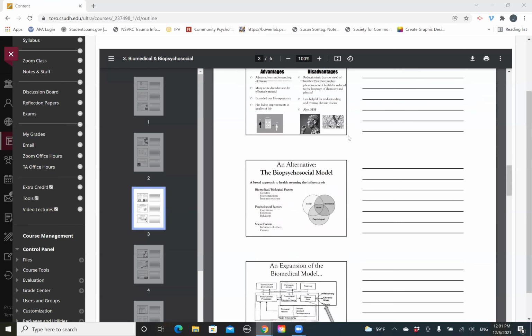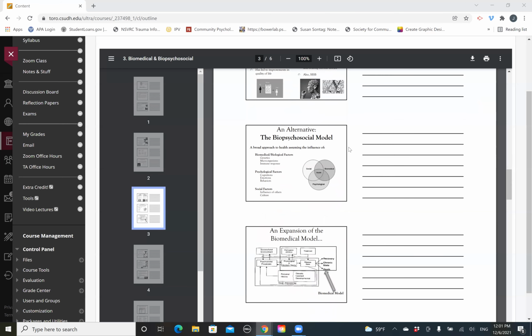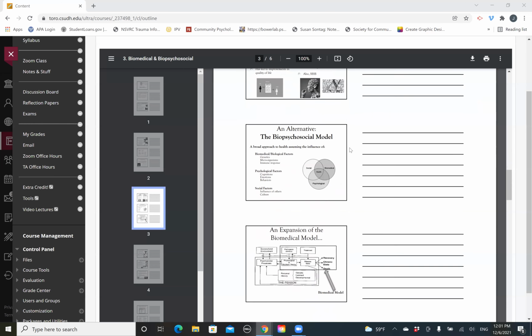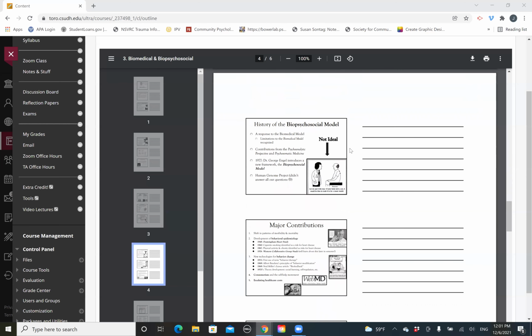Also, it's expensive. So an alternative, the biopsychosocial model, which is what psychology really uses. It's a broad approach to health, assuming the influence of the biomedical or biological factors, so genetics, microorganisms, immune response, psychological factors, cognitions, emotions, behaviors, and social factors, the influence of others and culture. So the biopsychosocial model was a response to the biomedical model that brought in psychosomatic and psychoanalytic perspectives. So this was introduced in 1977.